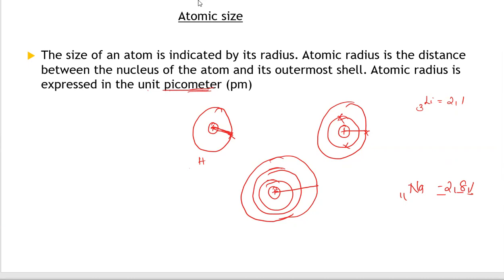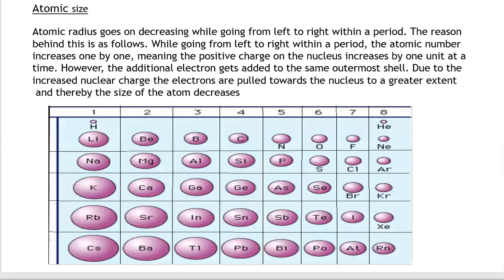Now let us discuss how it varies in a period and group. Okay, now we know that this is first group, second, third, fourth, fifth, sixth, 7, 8. Let us first discuss the period. In a period, see, hydrogen, this is helium. Then lithium, beryllium, boron, carbon, nitrogen, oxygen, fluorine, neon, etc.